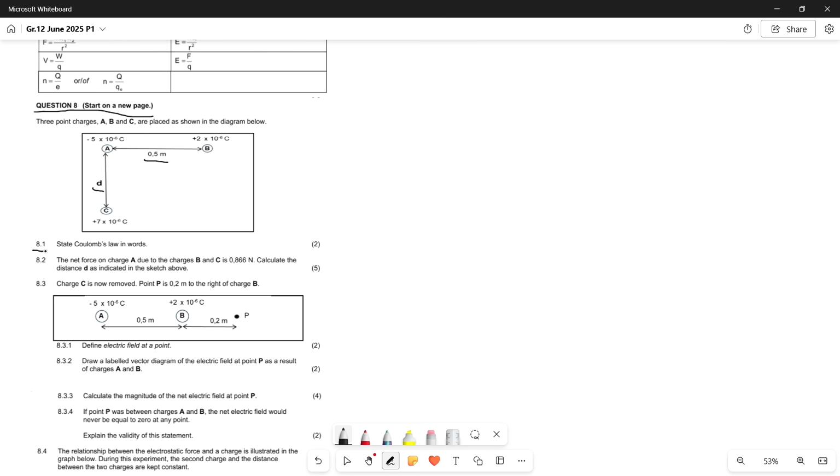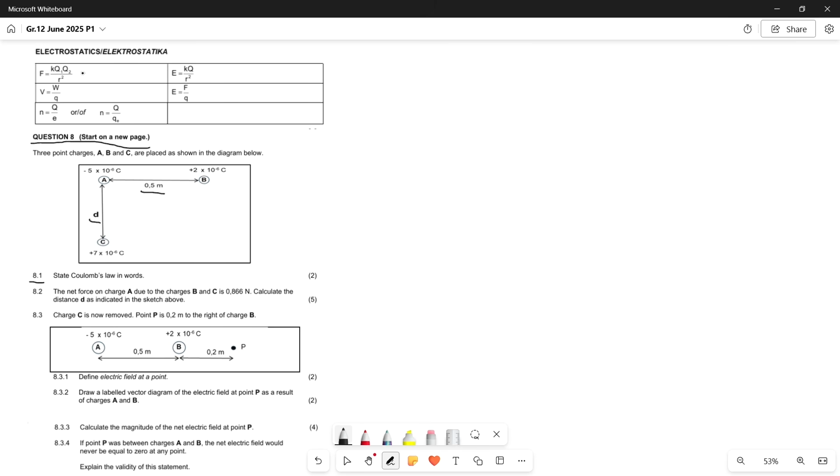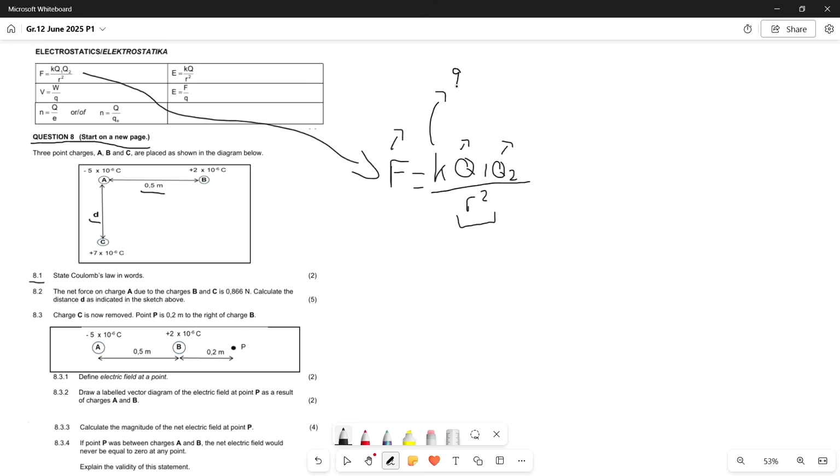So 8.1 says state Coulomb's law in words. So what we have is this that we can help link the words to. So I'm just going to write it down so long. This formula here is the electrostatic force. This is the charge of Q1, the charge of Q2, and the distance between them squared, always measured in meters. K over here is on our formula sheet. It is one of the constants that is given, and its value is 9.0 times 10 to the 9.